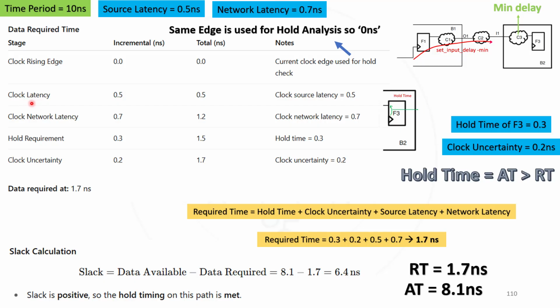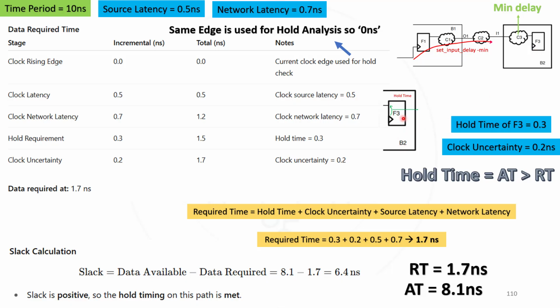Next, we already know this is source latency, network latency, these values will get added up. So 0 plus 0.5 is 0.5, next 0.5 plus 0.7 will give 1.2 nanosecond. And here the important point is, as it is min, we'll be going for the hold analysis, and for hold analysis we are not dependent upon the time period, just we need to take the hold time of this particular flip-flop F3. So that's why I mentioned this figure here.